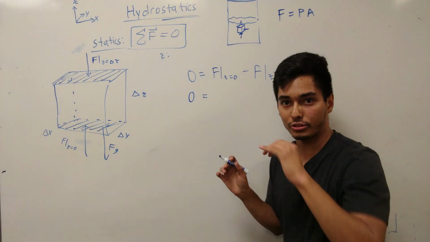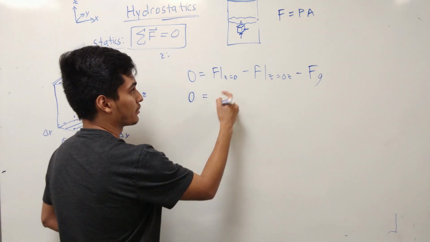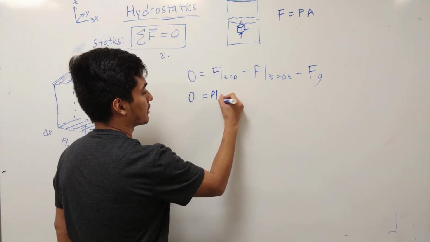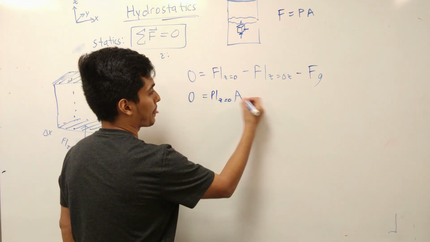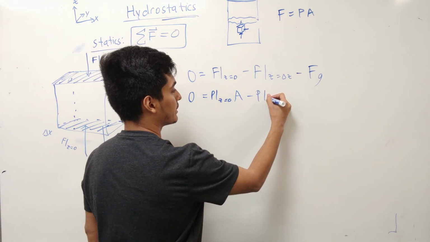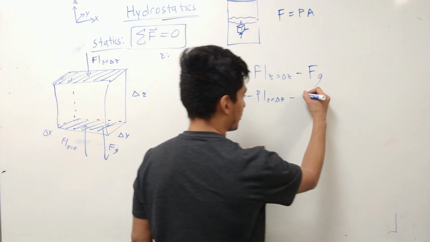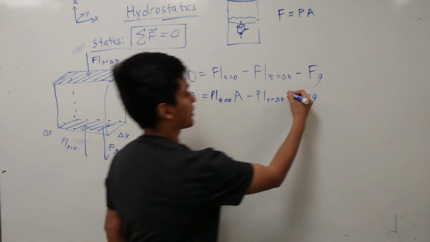But don't memorize the trick. I want you to visualize it in your head. So pressure: force equals pressure times area. So it's going to be the pressure in the z equals 0 direction times that area, minus the pressure in the z equals delta z direction, minus the force of gravity, mg. And I forgot to multiply by area here.